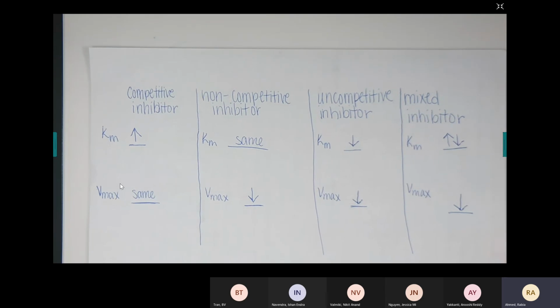Does that make sense? I'll highlight them. So just know this. I know you guys haven't learned so much about Michaelis-Menten yet, but this is the basic kind of.